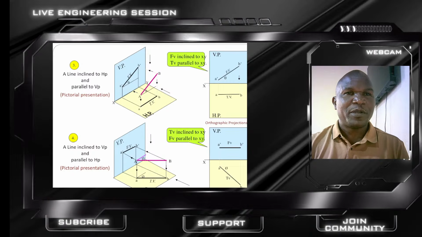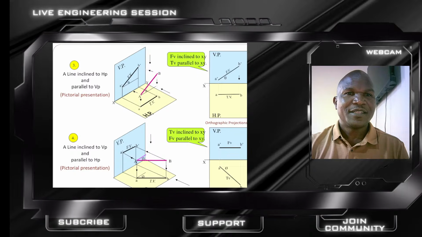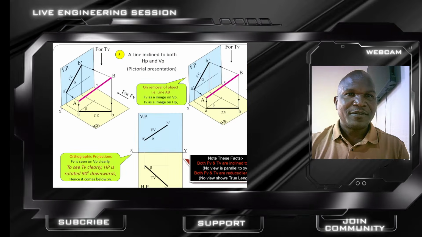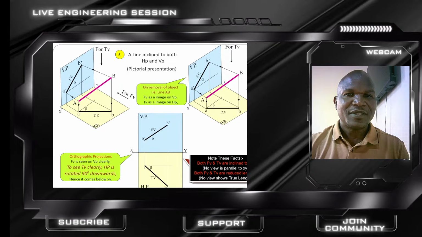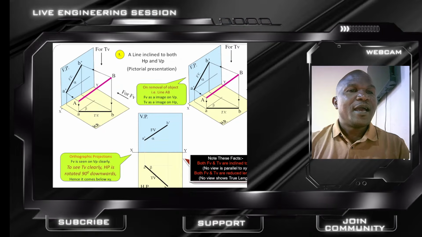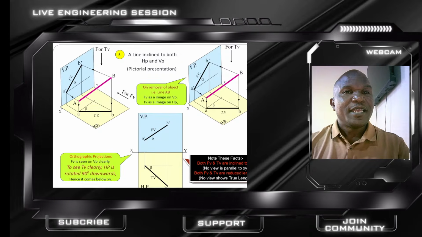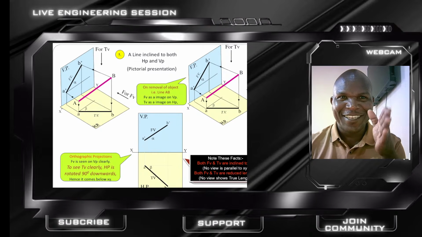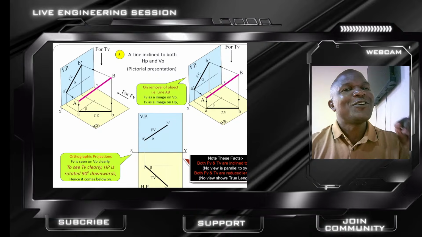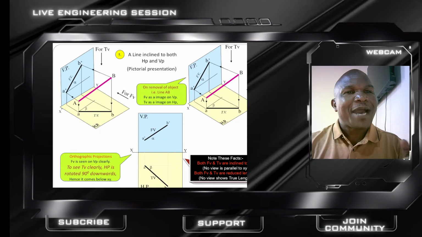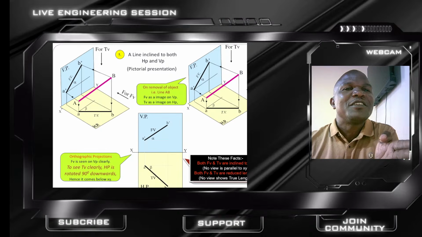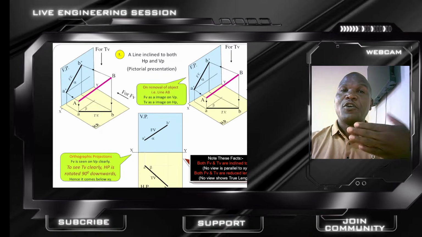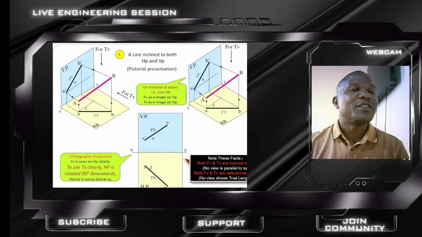Now, let's solve a problem. We have point A, and this point A is 20 millimeters above the HP. Start to visualize now and see things perpendicularly. It's not only 20 millimeters above the HP, but also 30 millimeters in front of the VP. So, 20 millimeters above the HP, 30 millimeters in front of the VP.